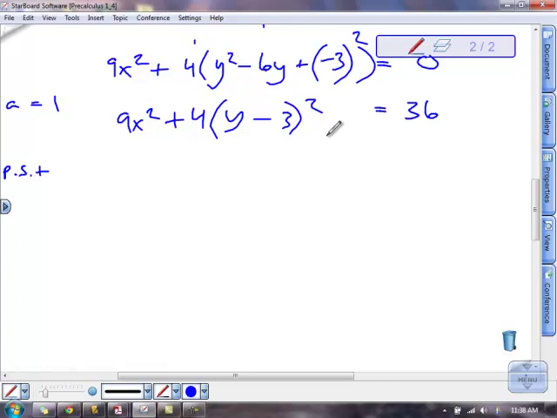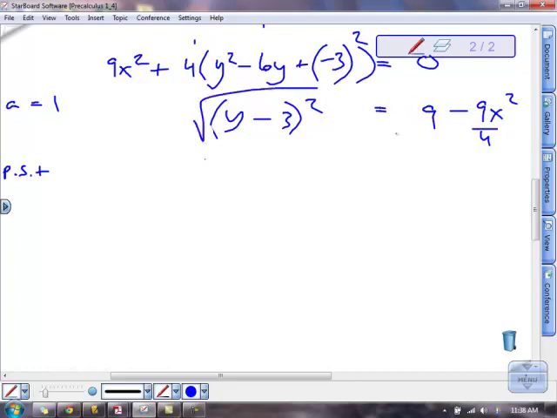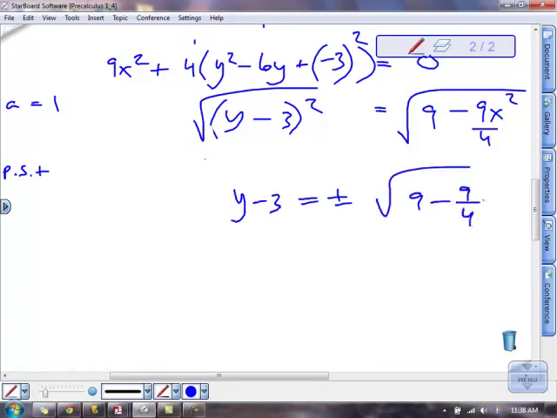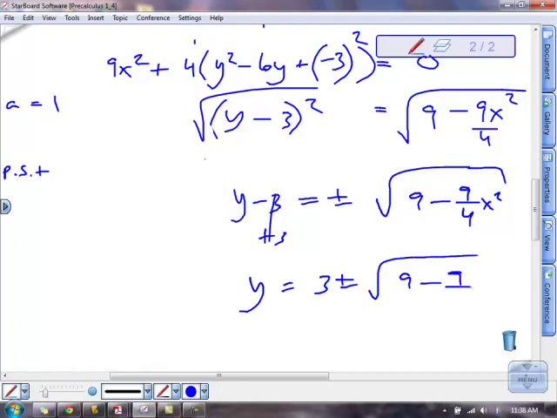From this point, I would subtract 9x squared on both sides. That gets rid of that. And now I would divide both sides by 4. This turns into 36 divided by 4 is 9, so I'll simplify that to 9. Then I would square root both sides. Don't forget to do plus or minus now. So that's plus or minus the square root of 9 minus 9/4 x squared. And then add 3 to both sides. So y equals 3 plus or minus the square root of 9 minus 9/4 x squared.